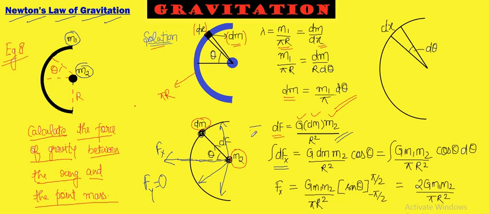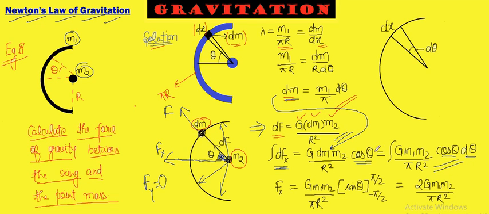So for the force due to a small mass, G m1 m2 by r square, I am taking its x component. What will be the x component of this force? The x component of this force F will be F cos theta, because this angle is theta. So dFx becomes G m1 m2 by r square into cos theta. Now I will put dm as m1 by pi into d theta right here. After making the substitution, I get G m1 m2 by pi r square into cos theta d theta.